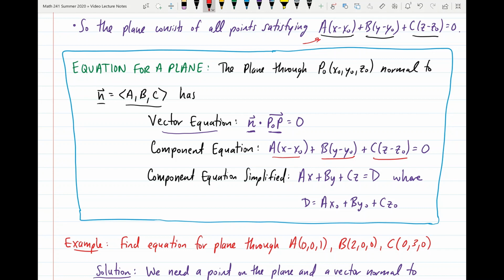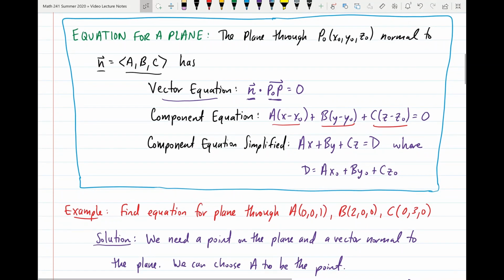And then this last equation representing our plane just takes the component equation above and simplifies it. So in that case, we can distribute A, B, and C through x minus x naught, y minus y naught, and z minus z naught respectively. And we end up with the equation A times x plus B times y plus C times z is equal to D, where D is equal to A times x naught plus B times y naught plus C times z naught. That's just using a little bit of algebra from the component equation above.